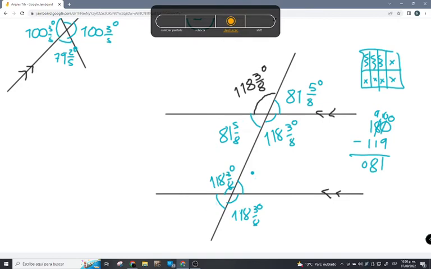Now, really quickly, let me erase all of this so we can move to the next examples.